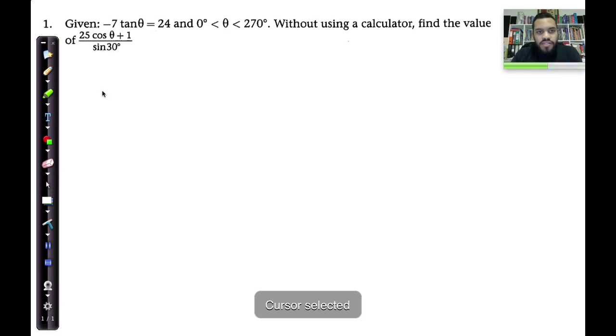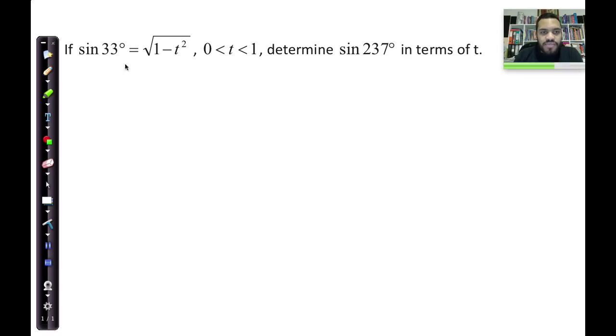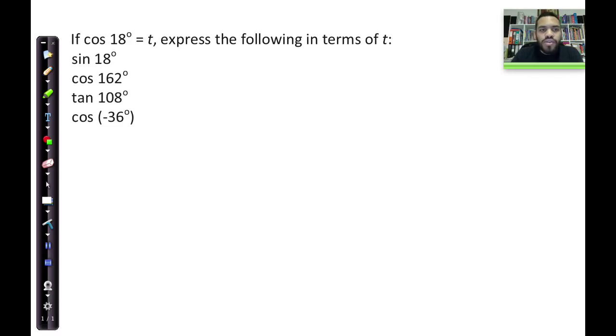So let's see. When you get questions that look like this, similar to these questions, another example is a question that says something like, if tan 17 is equal to A, write this in terms of A. Or even a question like this, if sine 33 is equal to this with a restriction on t, well, that restriction is required here, determine sine 237 in terms of t. Or you get something like this, if cos 18 is equal to t, express the following in terms of t.